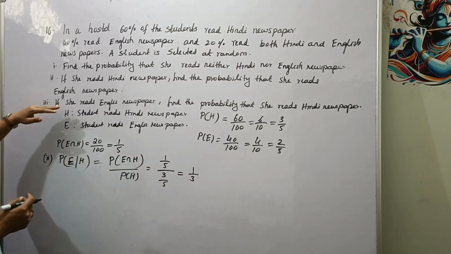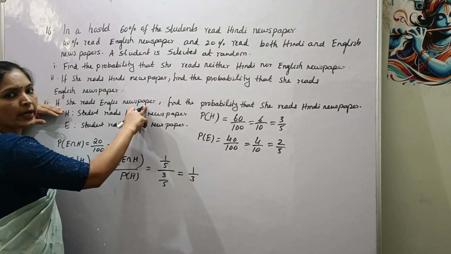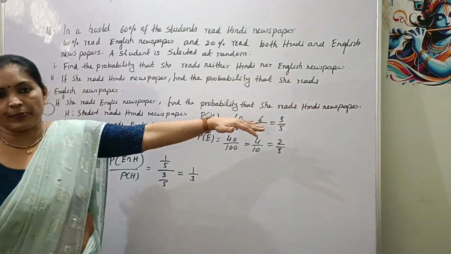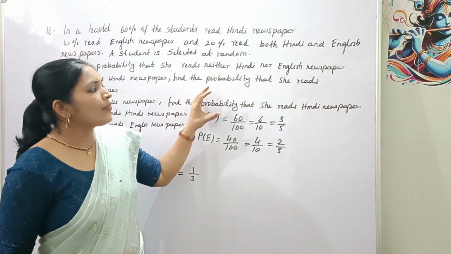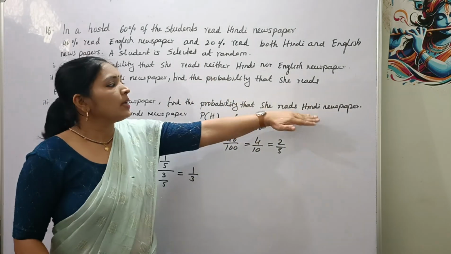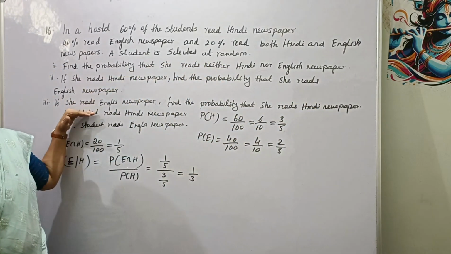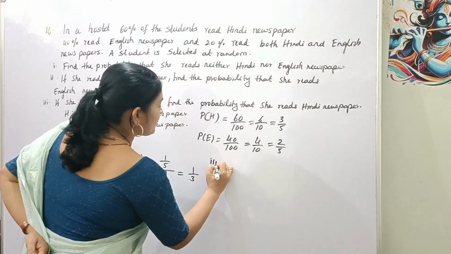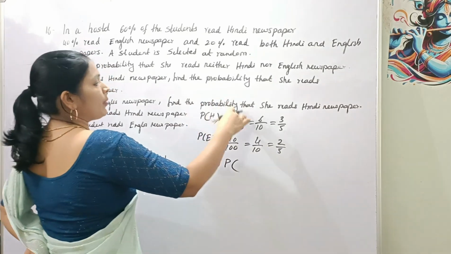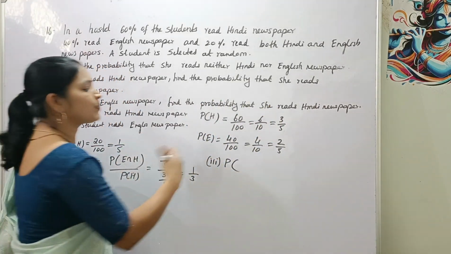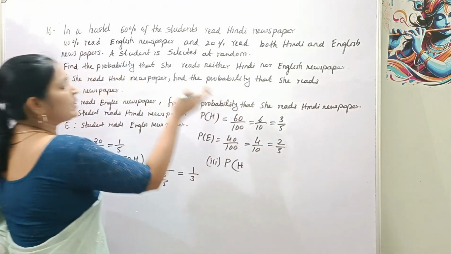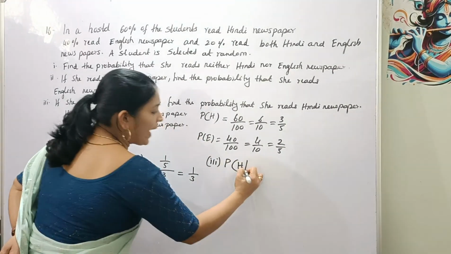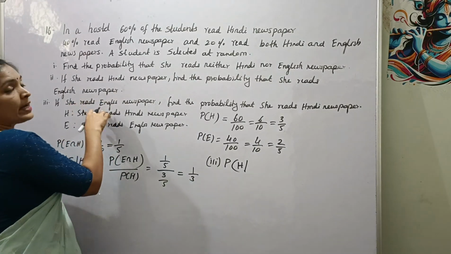Similar question, right? Here one event has already occurred. So from this, find the probability that she reads a Hindi newspaper. That is the probability that the student reads a Hindi newspaper given that the student reads an English newspaper. That is the third one. We know that the probability that the student reads a Hindi newspaper is probability of H, and here the event of reading an English newspaper has already occurred.